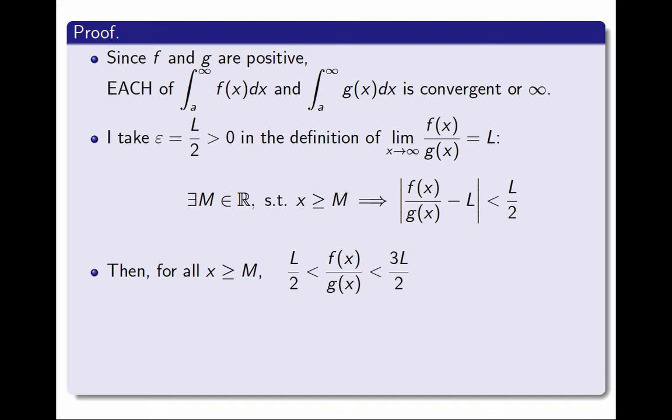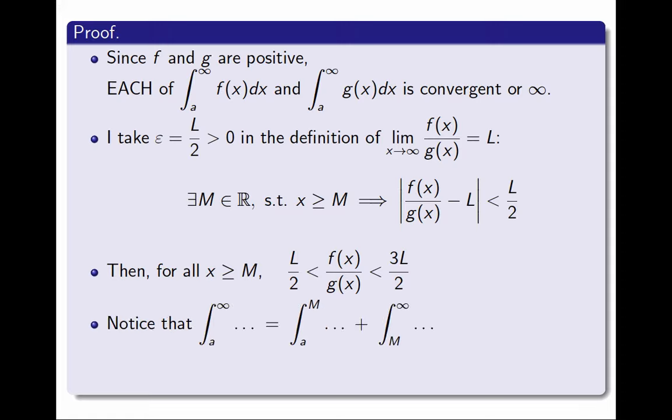For every x greater than or equal to m, the quotient is between L over 2, which is L minus epsilon, and 3L over 2, which is L plus epsilon. I just wanted those two numbers to be positive. Now, this is only true when x is greater than or equal to m, but I go on to argue that that is enough. And here is why.